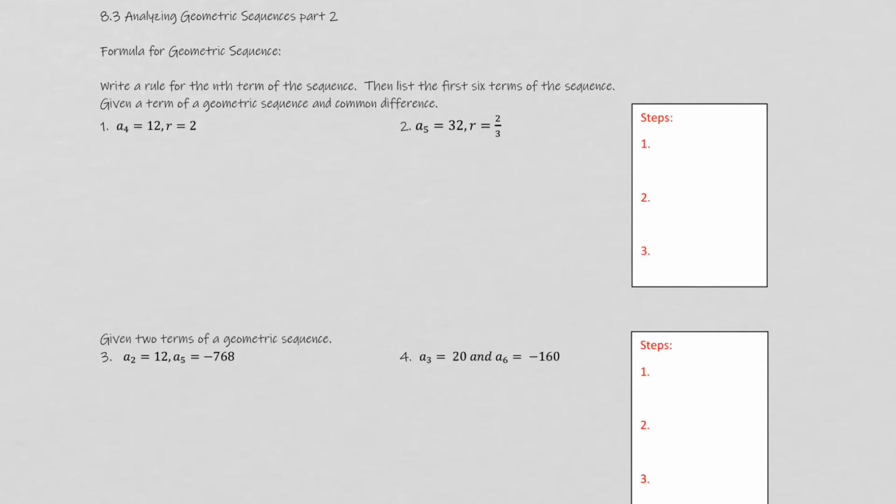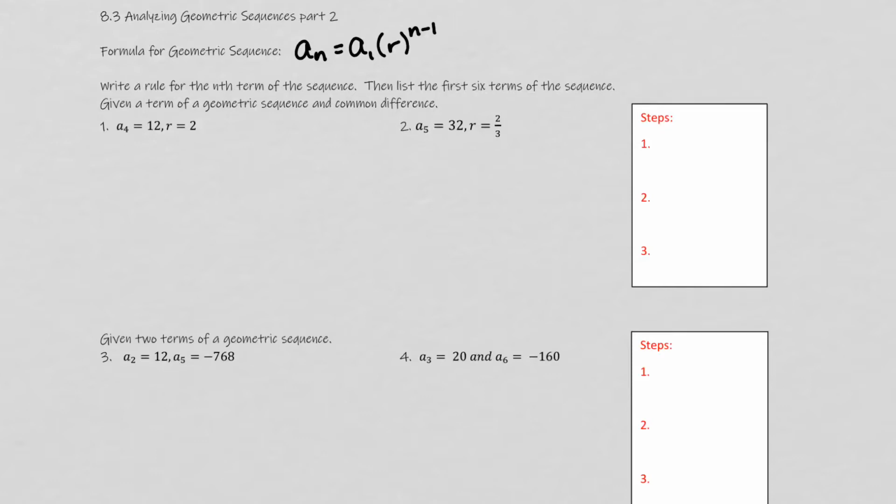That was important. And it is AN equals A1 times R to the n minus 1 power. A1 is the first term. R is the common ratio, what's being multiplied each time. And then n is always the number of terms. So we need to first write the rule and then find the first 6 terms.